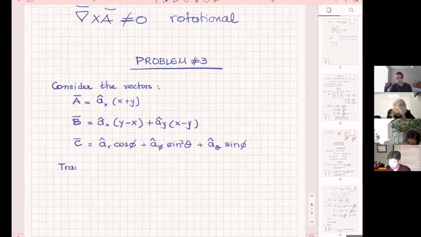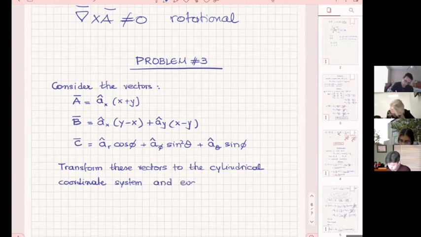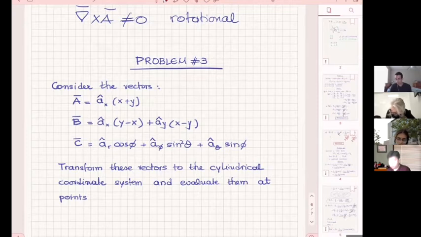And then say transform these vectors to the cylindrical coordinate system and evaluate them, give something interesting, and evaluate them at points as I write them next to them here.